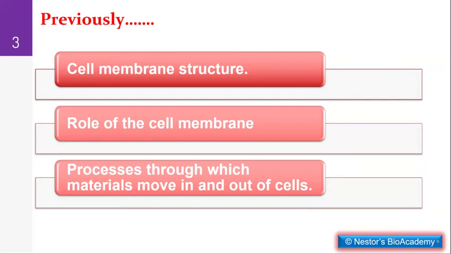So we said it was important for us to discuss the processes through which materials move in and out of the cells. And we listed three main processes: diffusion, osmosis, and active transport. If you have forgotten some of the aspects we learned, then you can review the previous video before proceeding to look into this.